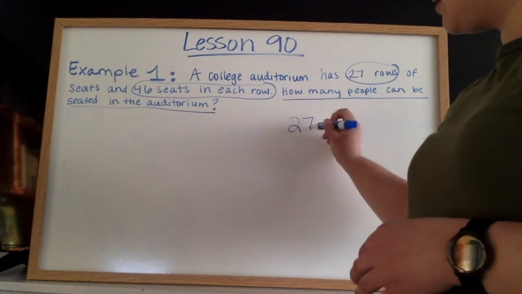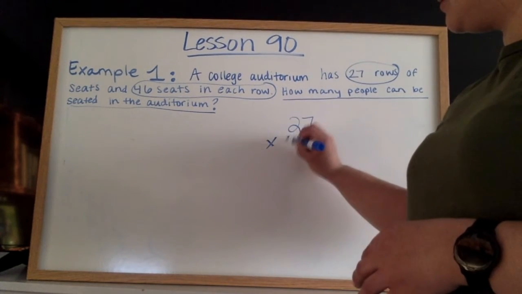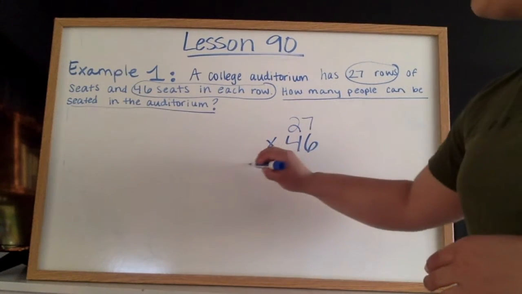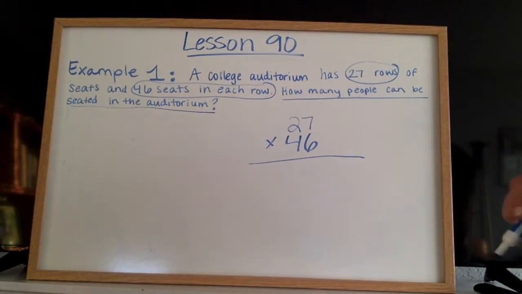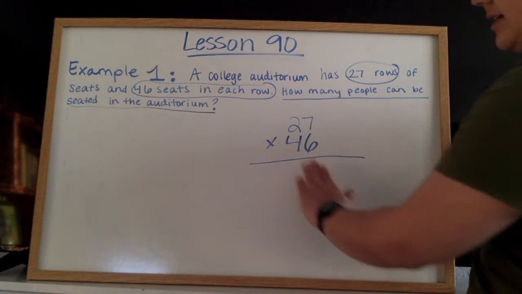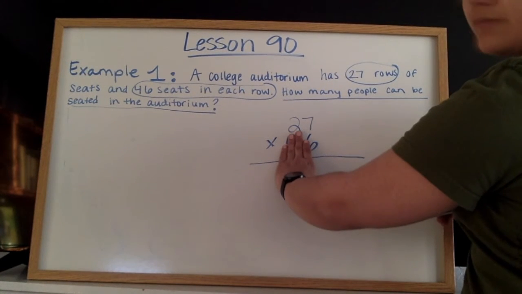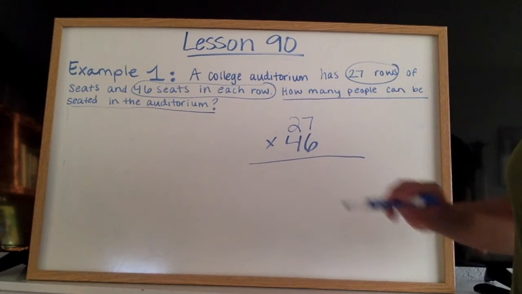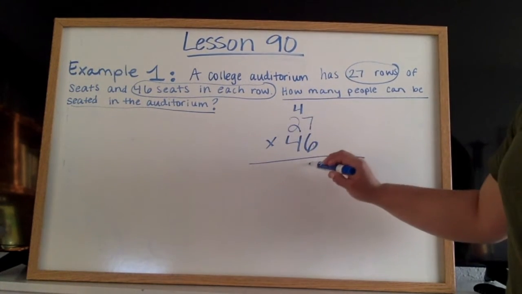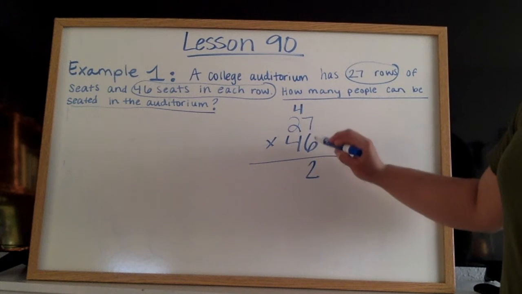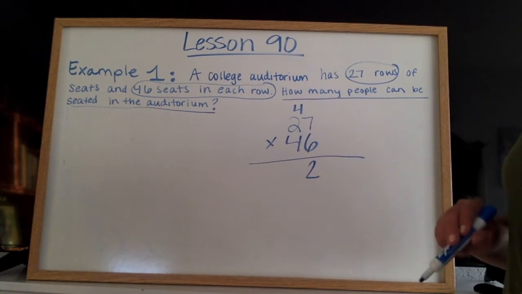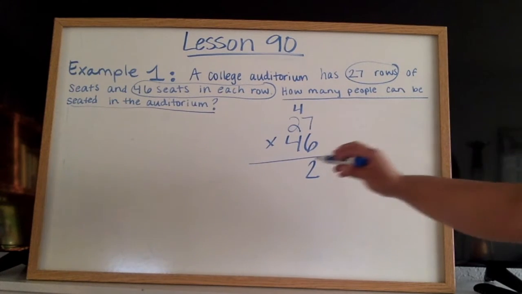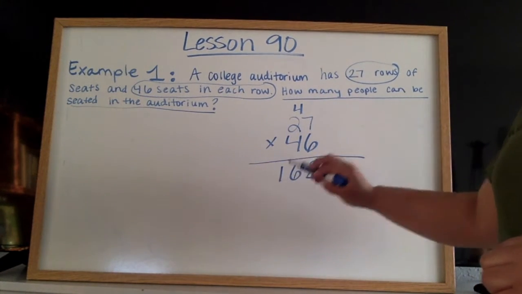27 times 46. I'm going to start with the 6 here. I'm not going to deal with this 4 yet. 6 times 7 is 42. 6 times 2 is 12 plus 4, 16.